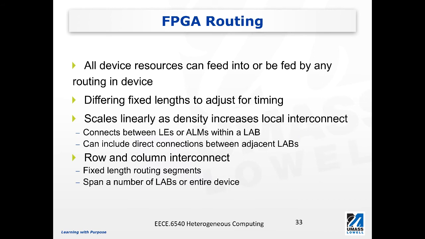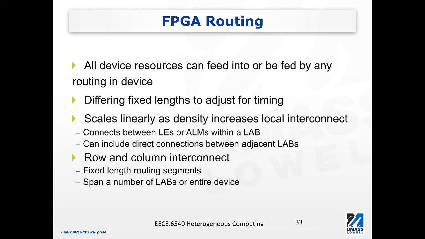FPGA routing. There are many resources on an FPGA chip: LABs, logic elements, adaptive logic modules, and to implement certain functions, you need to connect these different resources. All the device resources can be fed into or be fed by routing in the device. Routing is basically connecting these logic elements from input to output and chaining them together. And we can adjust the length of this routing to make sure the timing requirements are met.